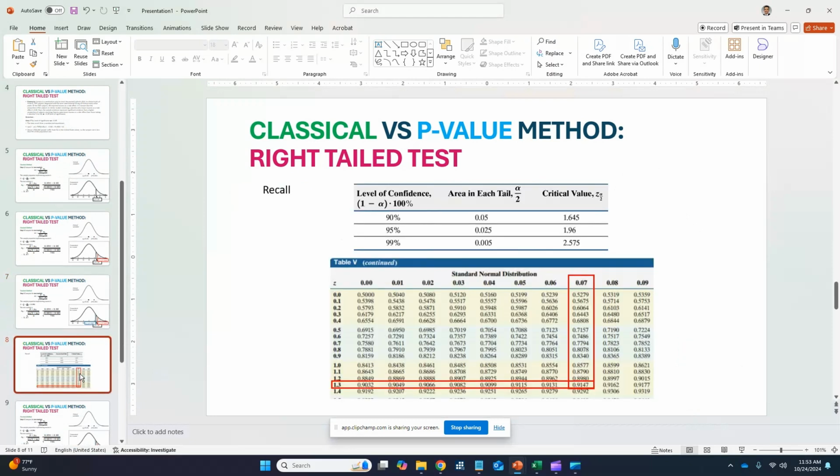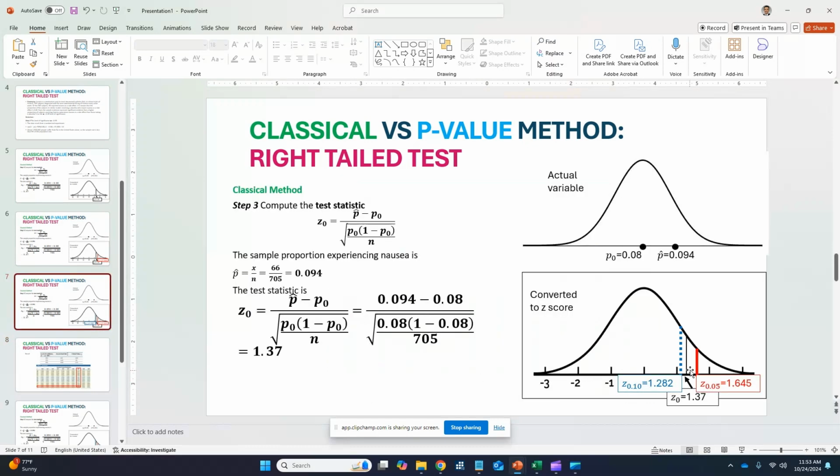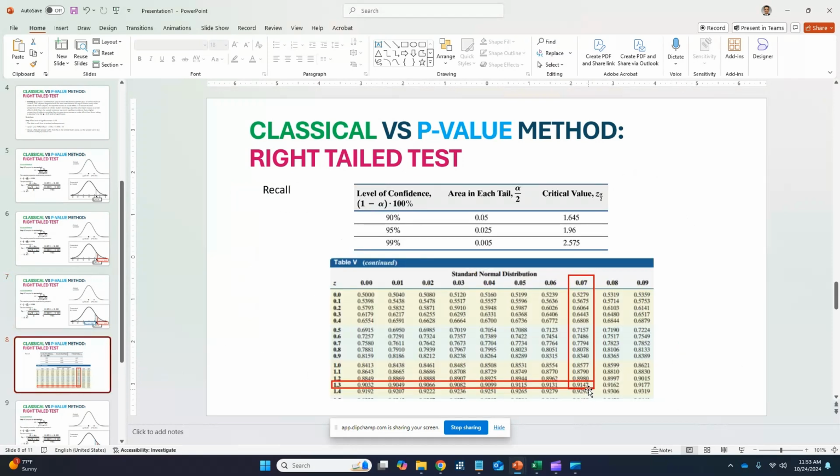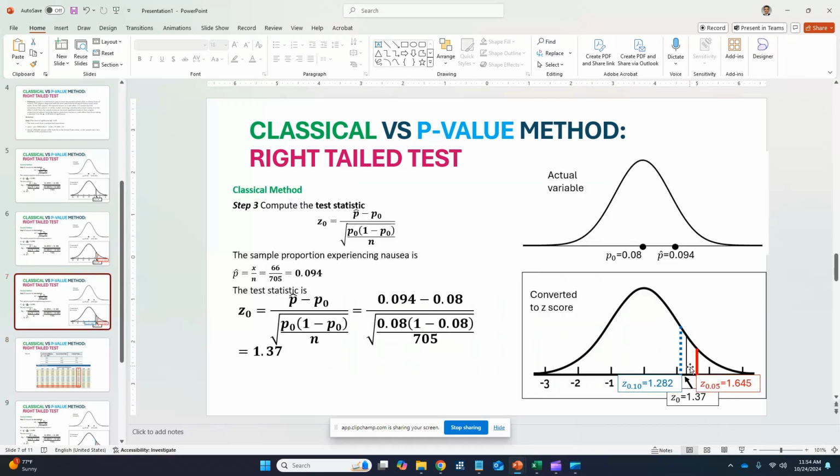So from this table, we can get the area to the left of this point. For 1.37 it is 0.9147. That means the area to the left of this black line is 0.9147. If we subtract this number from 1, we get the area to the right of this point, to the right of this black line.